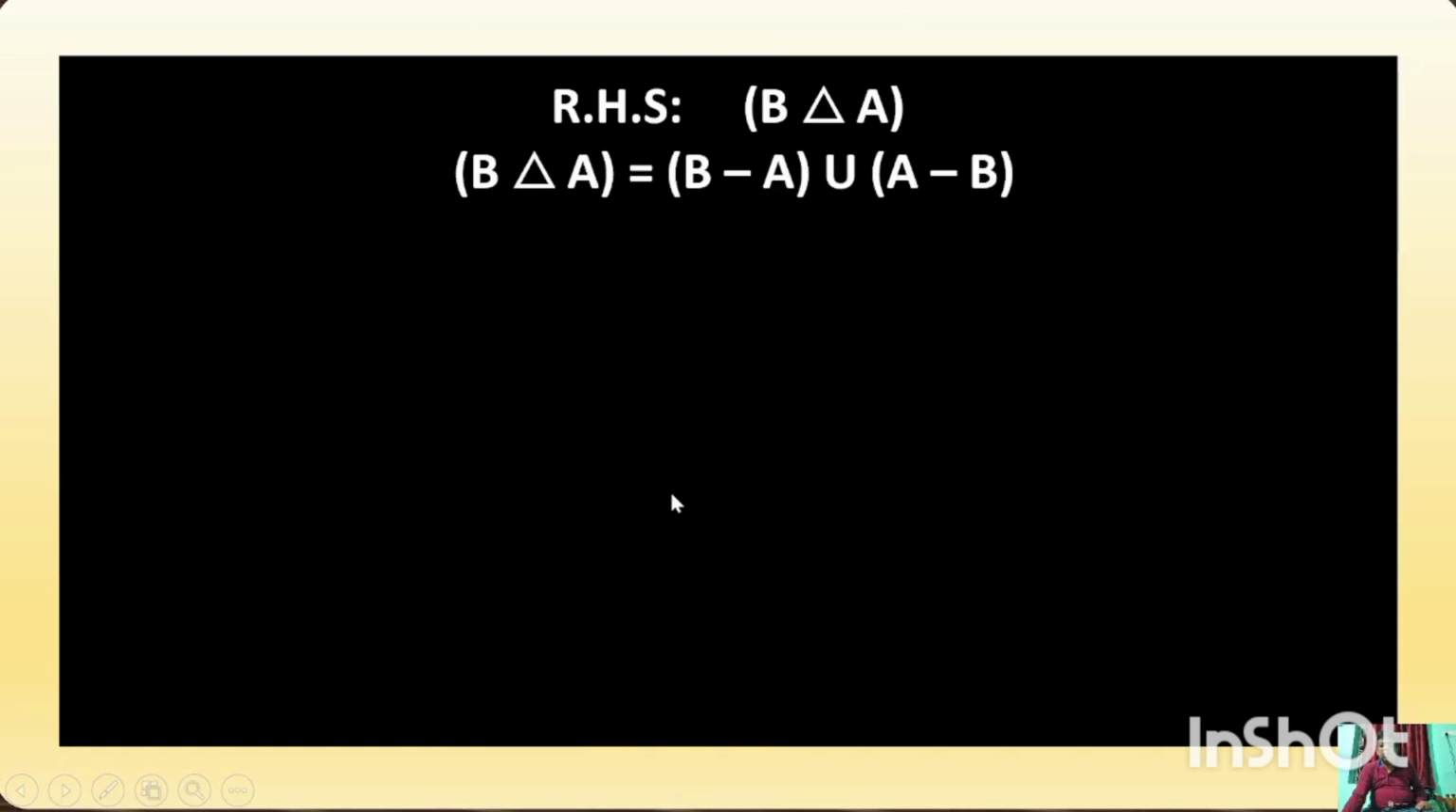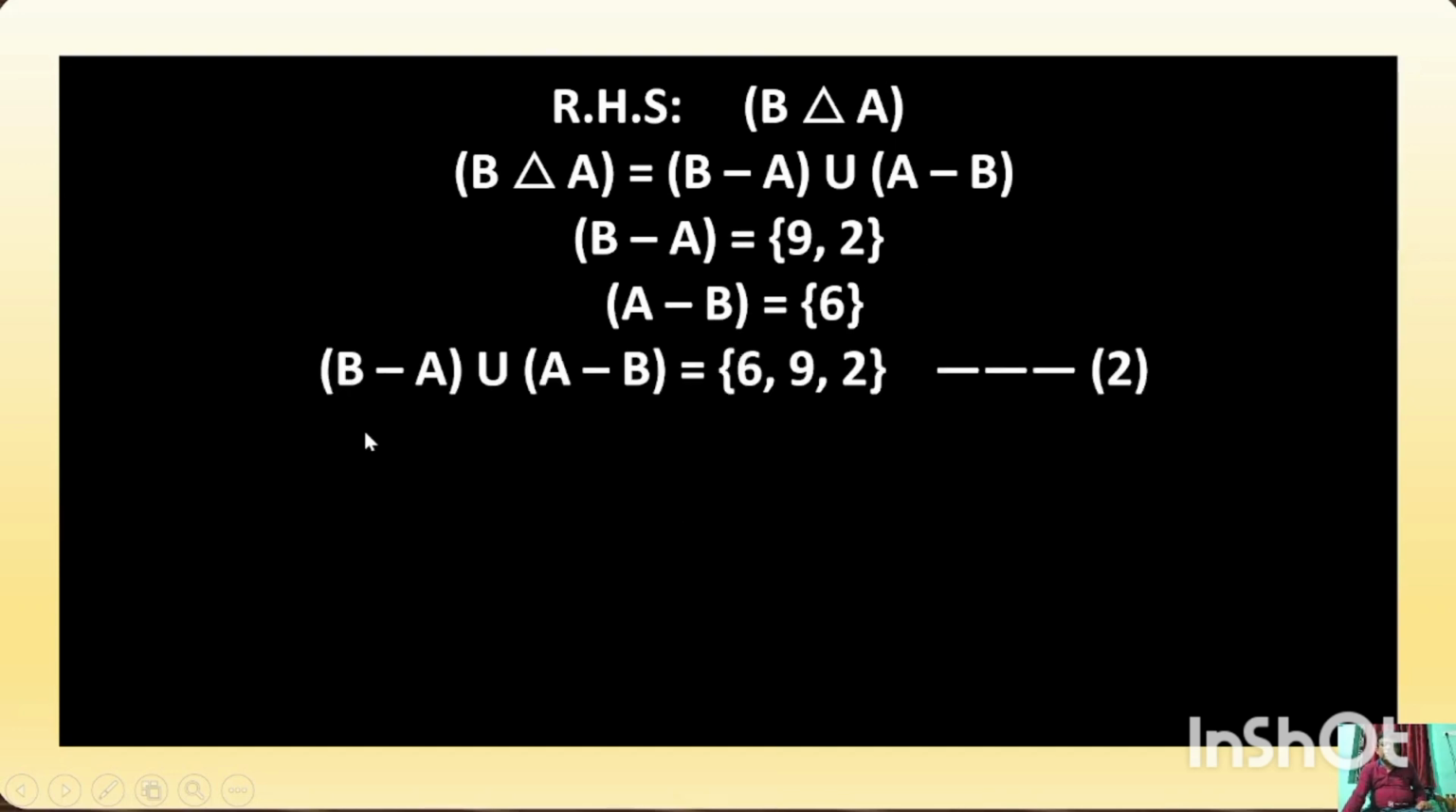Similarly, on the right hand side, B delta A means B difference A union A difference B. The B difference A is the elements 9, 2, and A difference B is 6. Taking the elements of B difference A and A difference B, in both the cases it is clearly understood that this is B delta A.